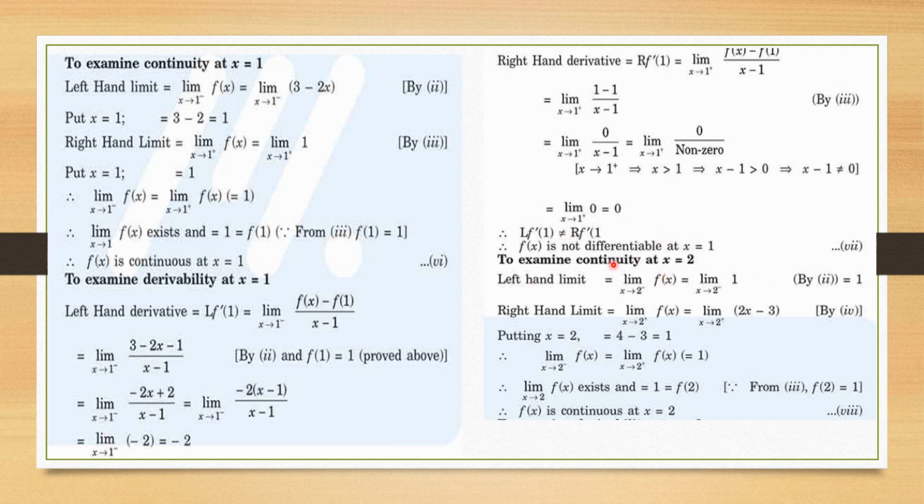Similarly, we can check the continuity at x equal to 2 as per the definition. The LHL is 1, the RHL gets the same value, so the LHL and RHL are the same. And the value of the function is also the same, which comes out to be 1. So the function is continuous at x equal to 2.